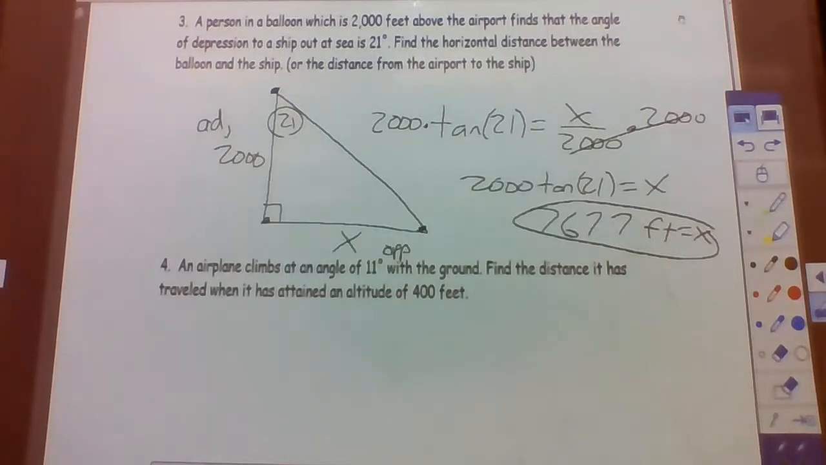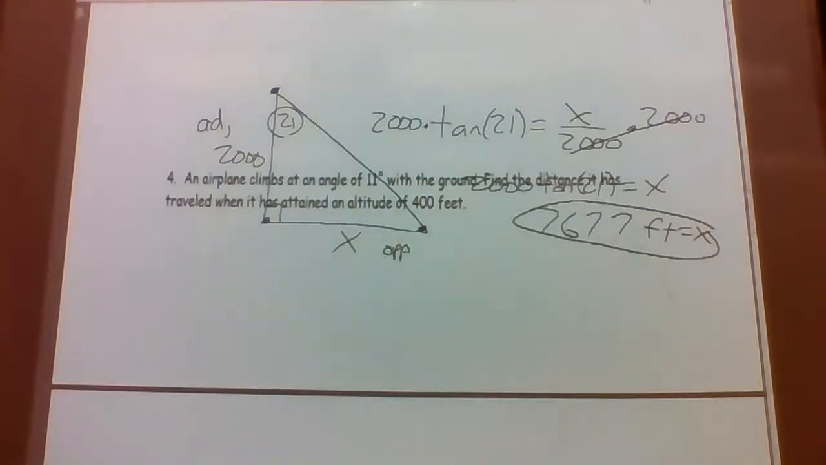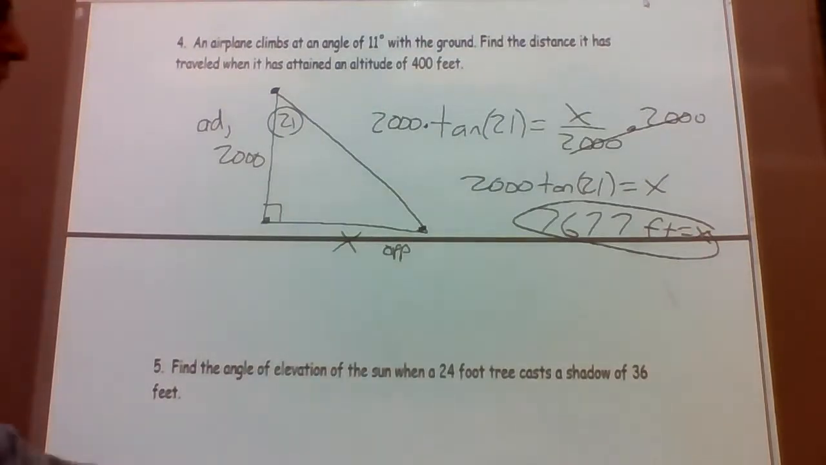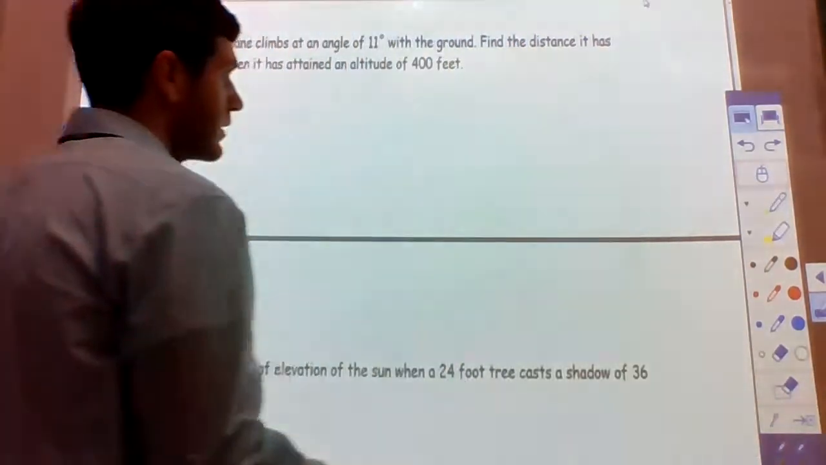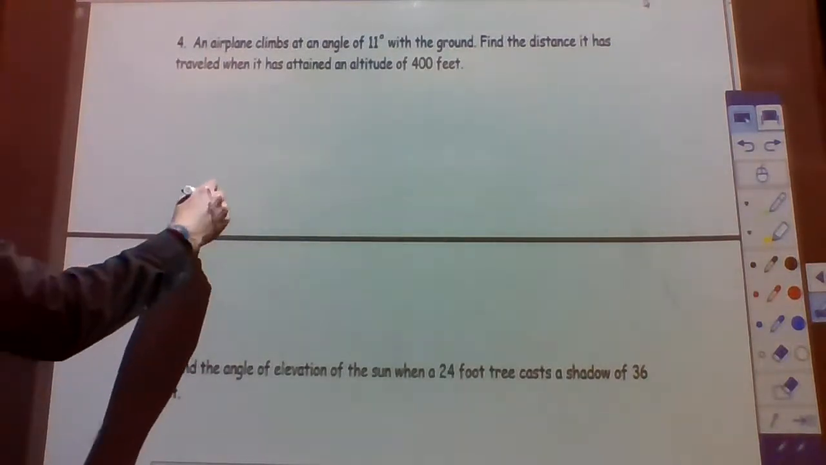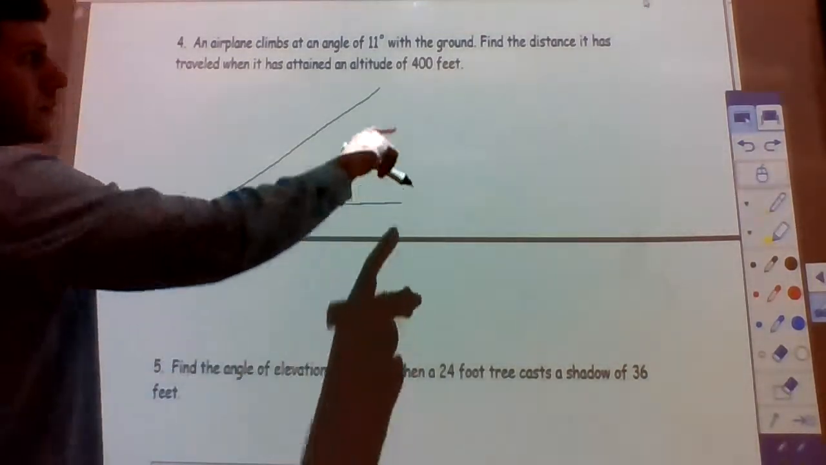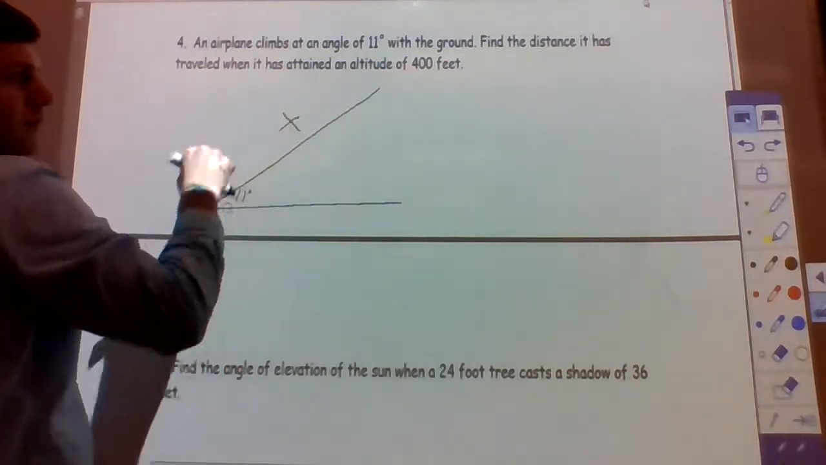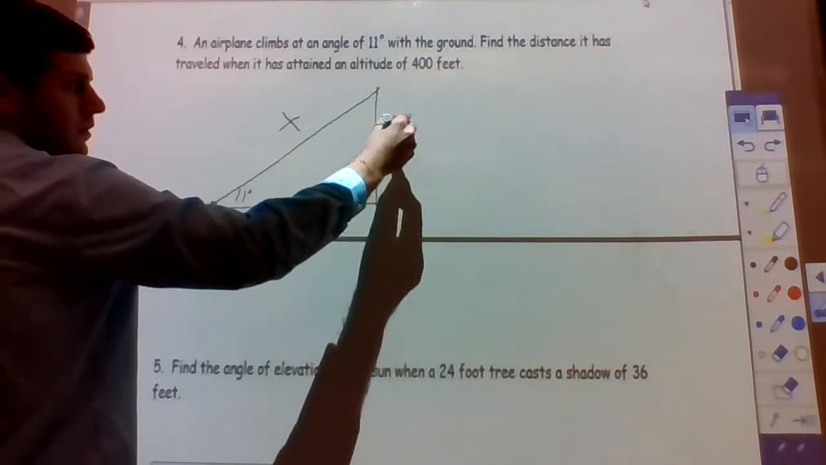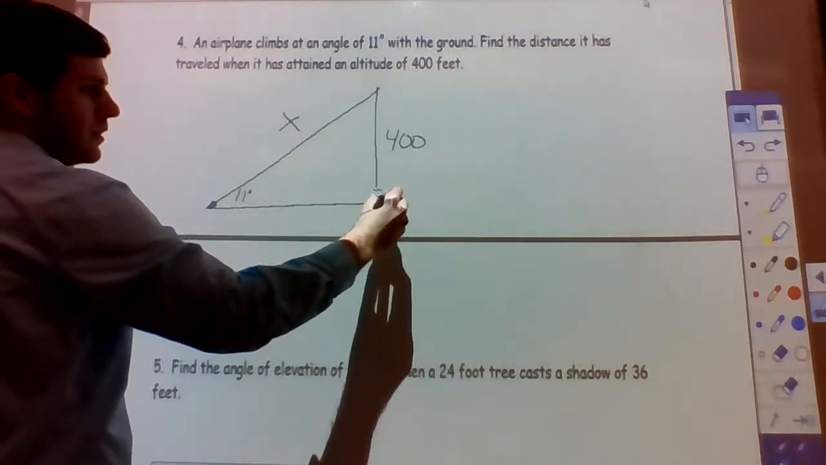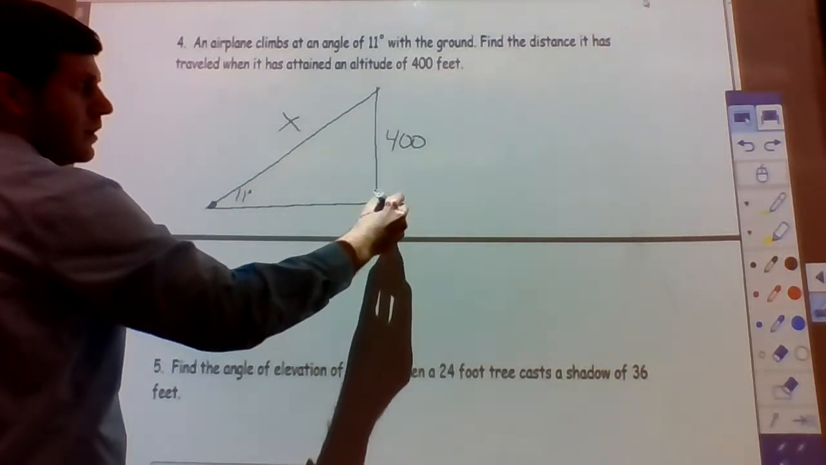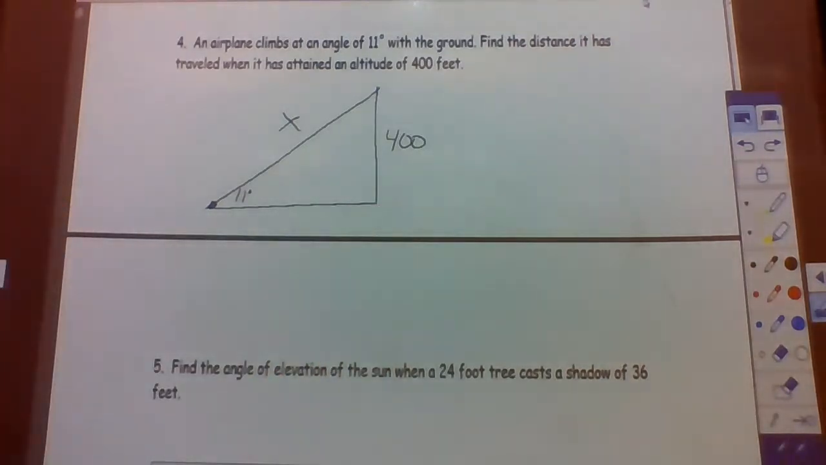Number 4, an airplane climbs at an 11-degree angle from the ground. Find the distance it has traveled when it attains an altitude of 400 feet. Okay, so an airplane climbs, so it starts down here. It climbs at an 11-degree angle from the ground. Find the distance it has traveled when it is 400 feet off the ground, when it attains an altitude, or a height, altitude meaning height, of 400 feet.